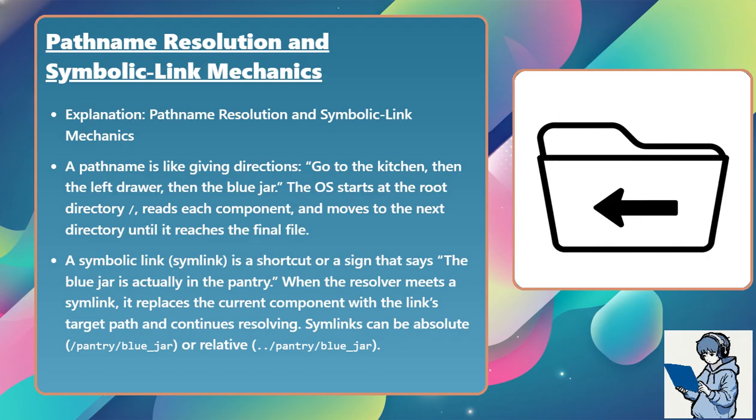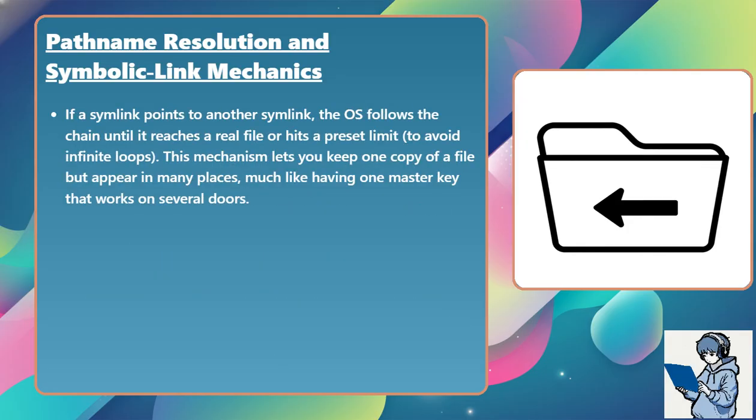actually in the pantry. When the resolver meets a symlink, it replaces the current component with the link's target path and continues resolving. Symlinks can be absolute, /pantry/blue_jar, or relative, ../pantry/blue_jar. If a symlink points to another symlink, the operating system follows the chain until it reaches a real file or hits a preset limit to avoid infinite loops. This mechanism lets you keep one copy of a file, but appear in many places, much like having one master key that works on several doors.